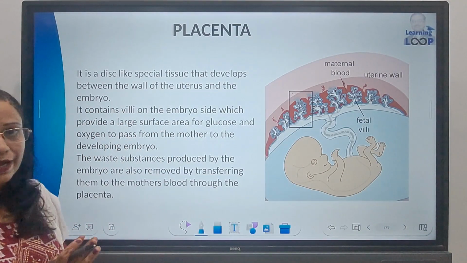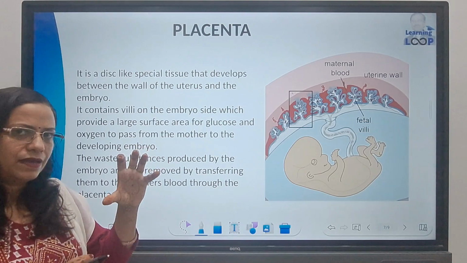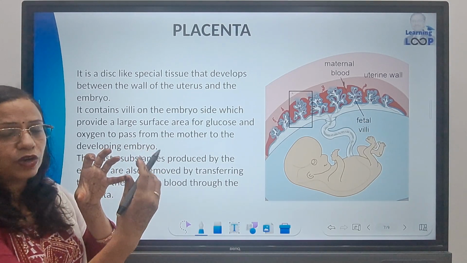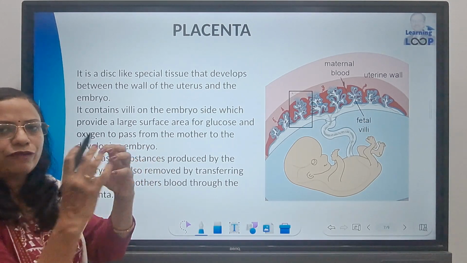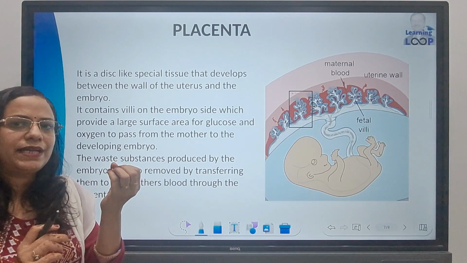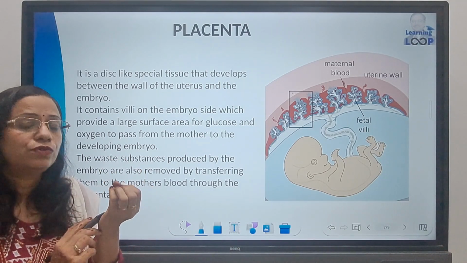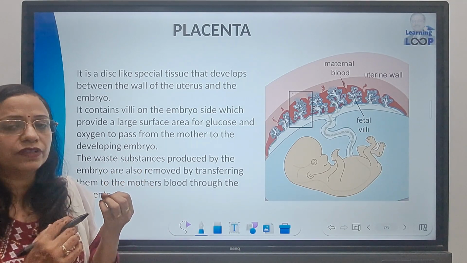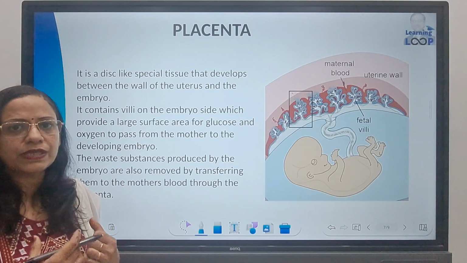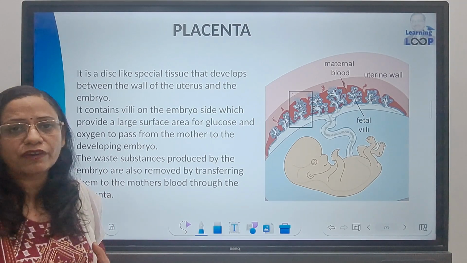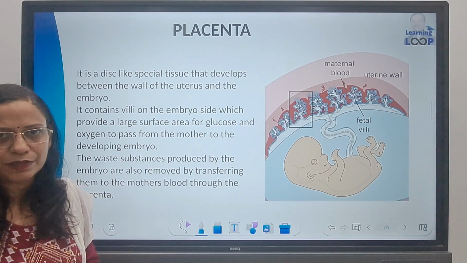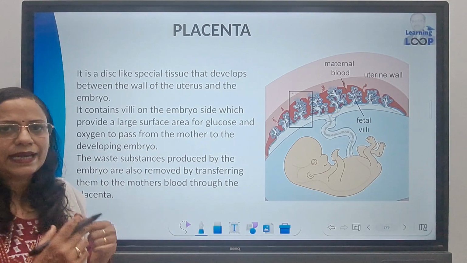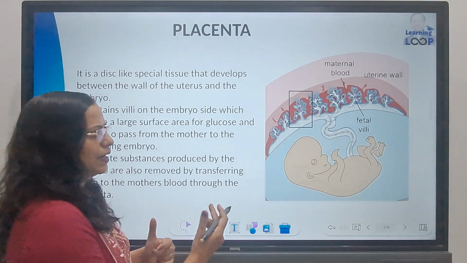Now, if the female gets pregnant, then what happens? The baby and the wall of the uterus have to connect because the baby needs oxygen, the baby needs food, the baby needs to get rid of the waste that is being produced in its own body, the baby needs to get rid of the carbon dioxide that is being produced in its body. For that, it has to use its mother's blood.